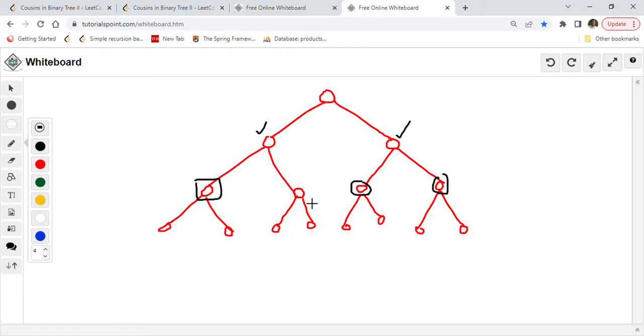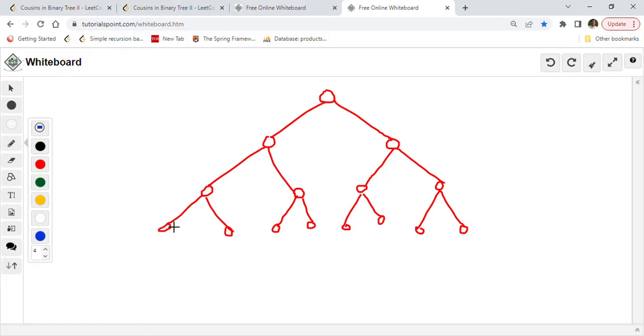The same thing: this node also has these two cousins. Why are they its cousins? Because they are its parent's sibling's children. Its parent is this one, its parent's sibling is this, and these are the children of that sibling. So these are the cousins of these two nodes that I have shown you, correct?